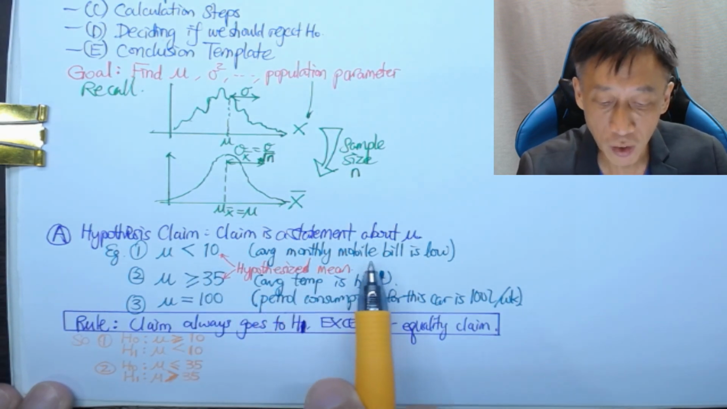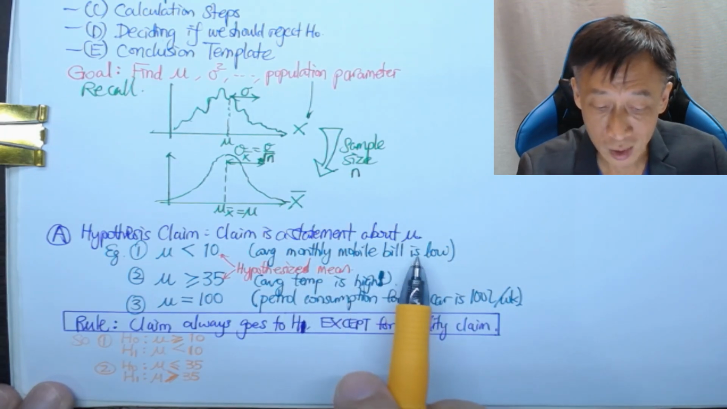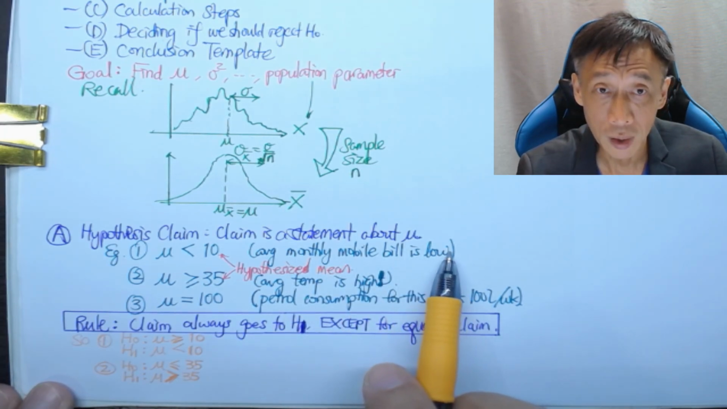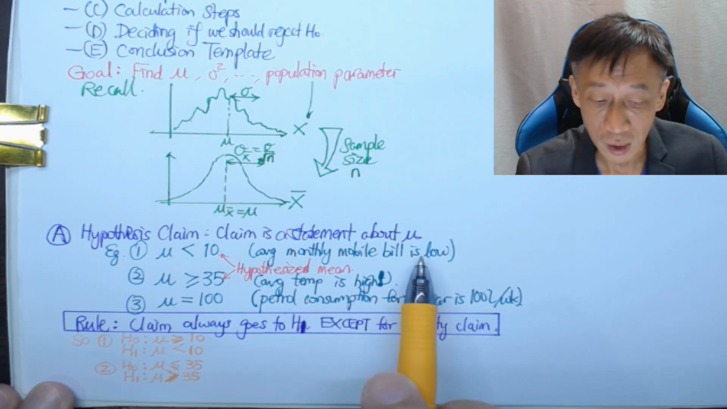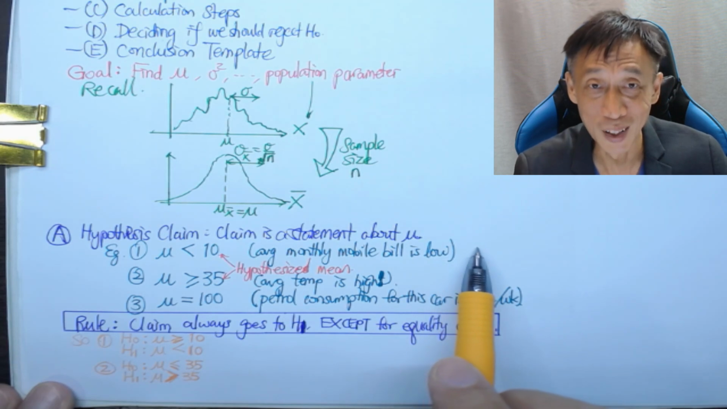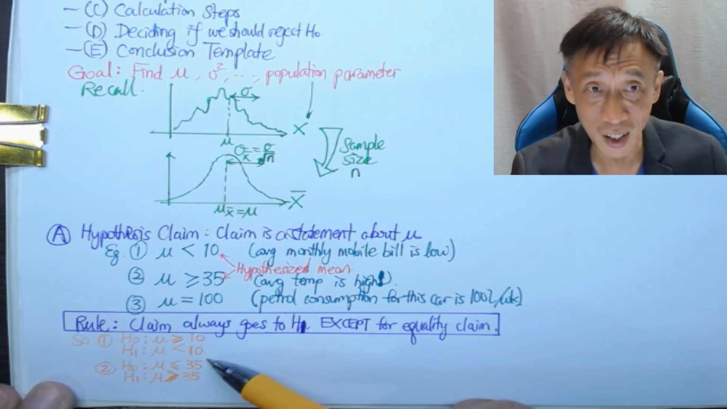So average monthly bill is low, but we can translate it to average monthly bill is less than $10 per month. But it doesn't make a difference if we say average monthly bill is less than or equal to $10 per month. It doesn't suddenly move it from H1 to H naught. It should still stay at H1, right?